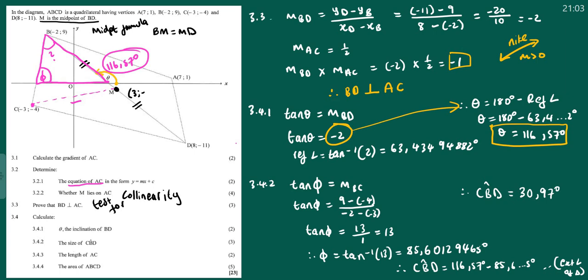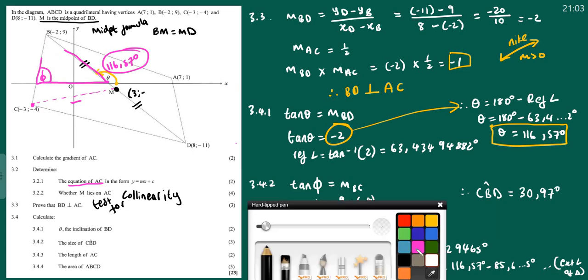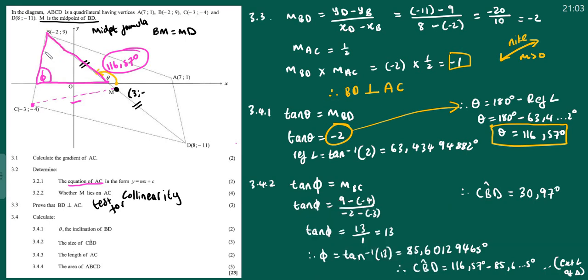Right, so that is the angle here. Quite interesting question, right? So that should be the angle there. We can do this, so it will be 30.97 degrees, and then we also know phi. Okay, so then they say determine the length of AC.